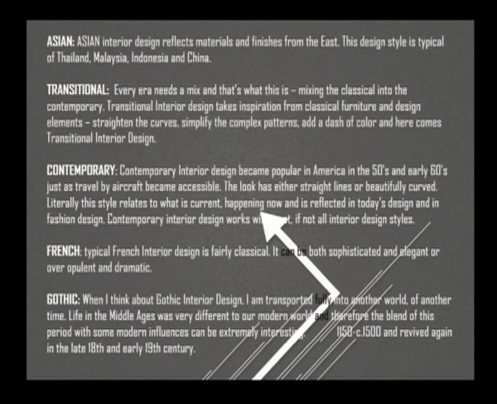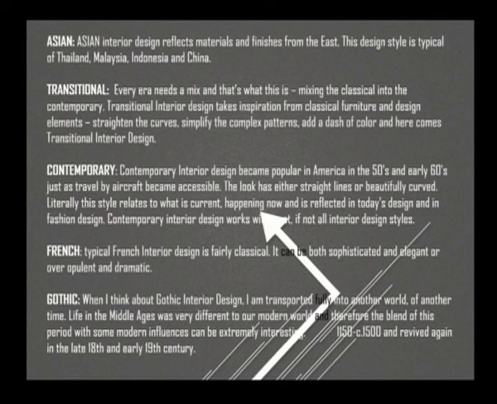Next is transitional. Every era needs a mix of, that's what this is, mixing the classical into the contemporary. Transitional interior design takes inspiration from classical furniture and design elements, straighten the curves, simplify the complex patterns, add a dash of color, and there you go. Here's transitional interior design. Contemporary interior design became popular in America in the 50s and early 60s.